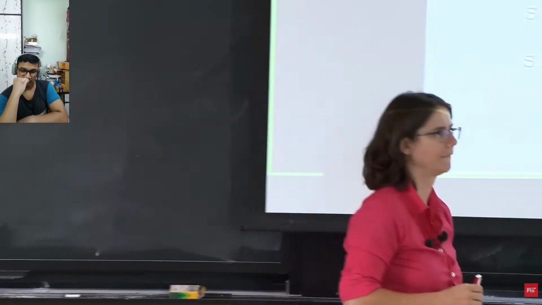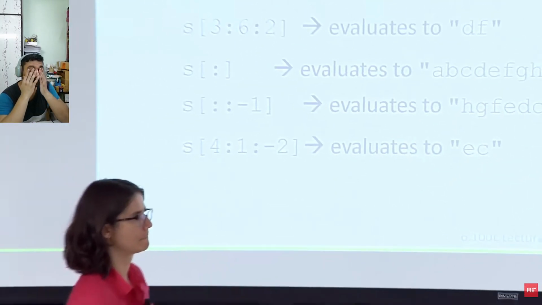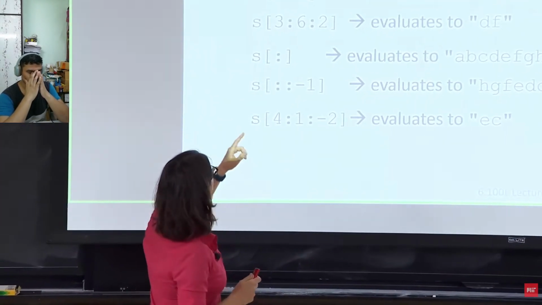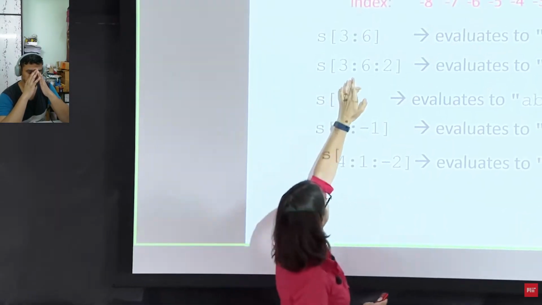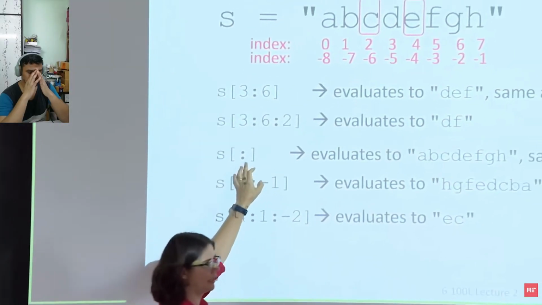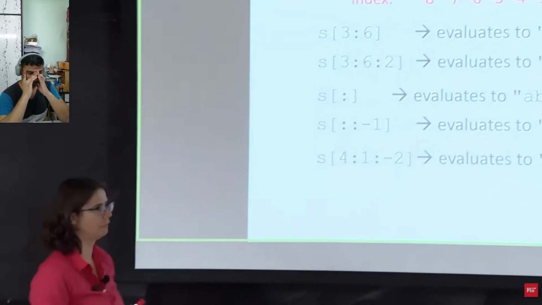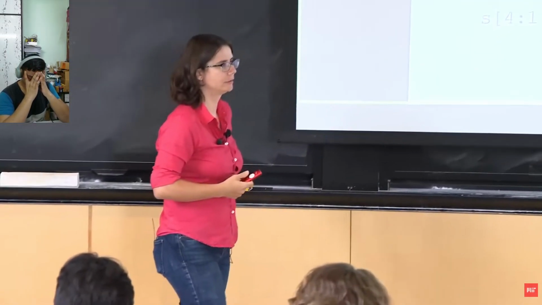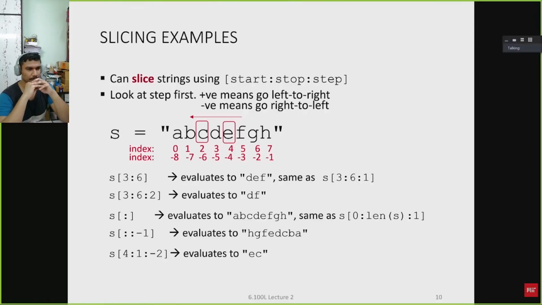Yeah? For the first one, S3 to 6, why is G not included? G is not included just by definition. We go up to, but not including, the stop. So we'll go up to, but not including, the character at index 6. That's just the definition of slicing in Python. So do I get characters up to and including stop? Up to and including stop minus 1 means we go up to and including 5. Right, yeah, exactly.